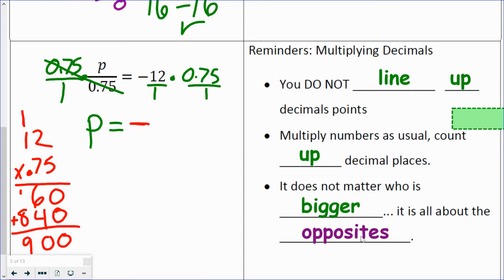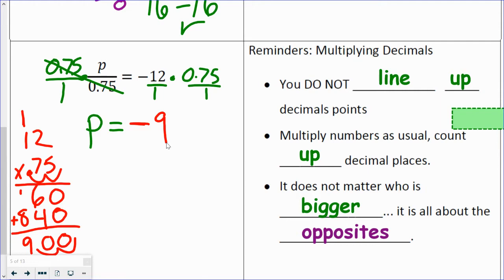a negative or positive. All right, so I need to count how many place values do I need to go here? 1, 2, 1, 2. So we're going to say my answer is negative 9. Because if you think of it, 75 cents is like 3/4 of a dollar. So 3/4 of a negative 12 is going to be negative 9.